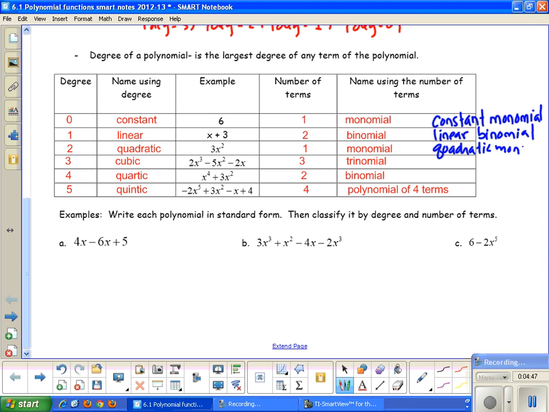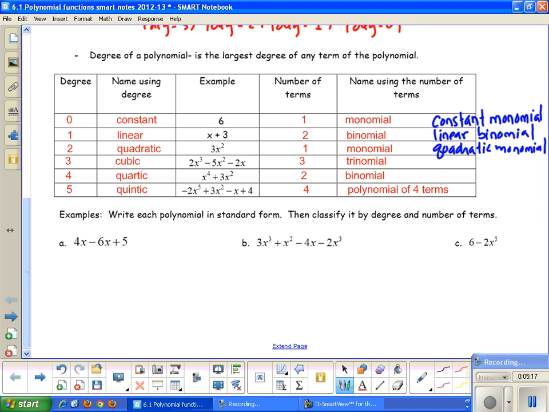And then for the next one, the highest term would be a degree of 3, so that's a degree 3, which is cubic. So cubic, 3 terms, trinomial. The next one has a degree of 4 with 2 terms, so it's a quadratic binomial. The next one, the highest term is 5 for the degree, so that means the degree is 5, so it's called quintic. And it has 4 terms, so we call it a quintic polynomial or a quintic polynomial of 4 terms. Make sure you know how to find those names.